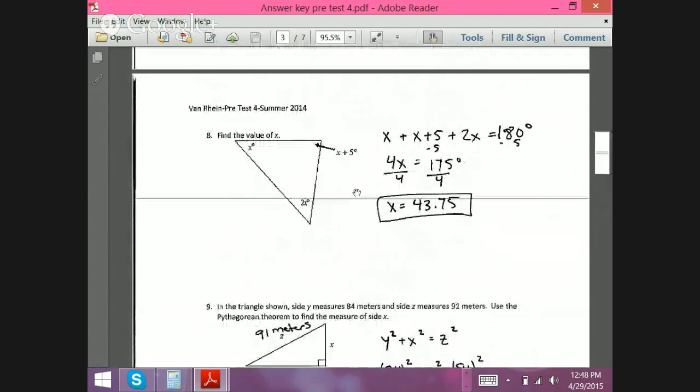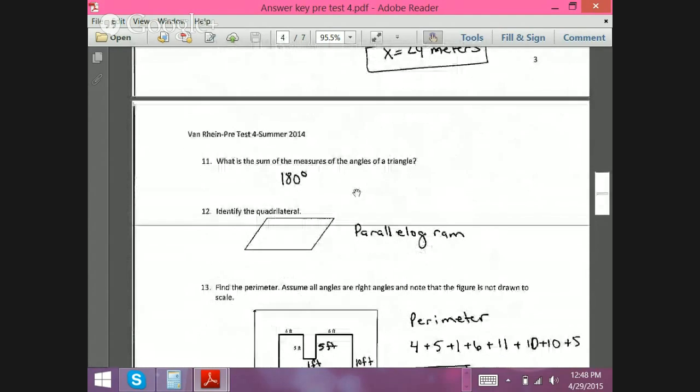For the number 11, what is the sum of the measures of an angle of a triangle? Like n minus 2, 180. Is it just one? It's n minus 2 times 180. So in a triangle, n is 3. So 3 minus 2 is 1 times 180.